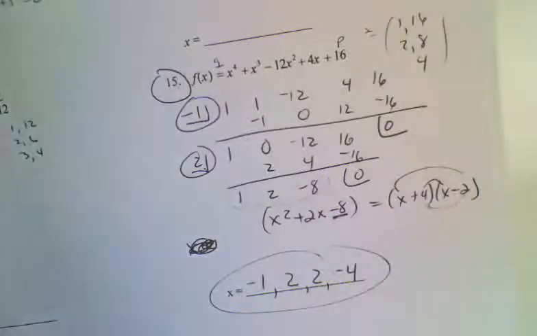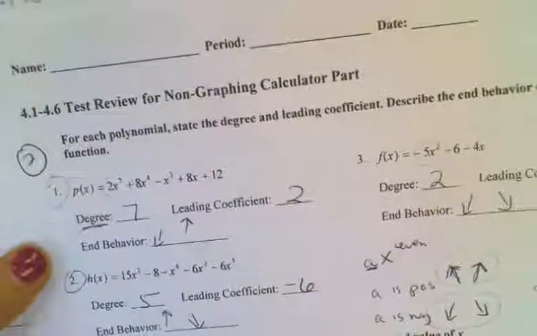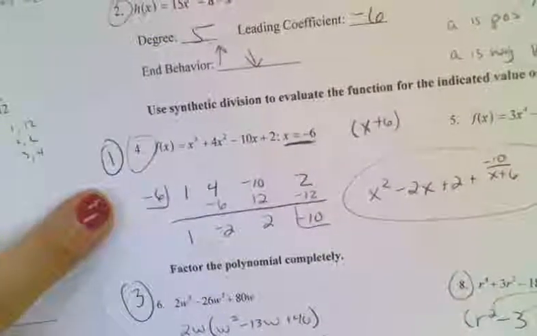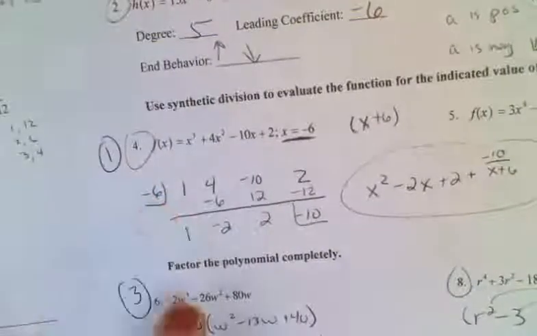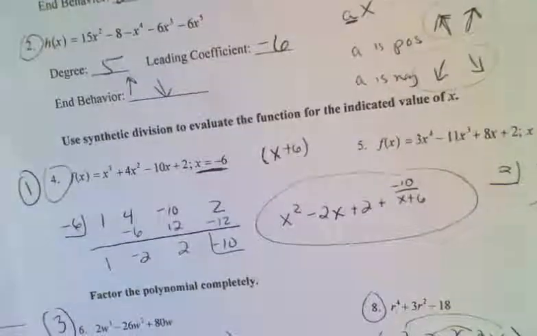Okay, so on the test there are 2 that you have to do on the leading coefficient, degree, and end behavior. There's 1 where you have to synthetically divide, just checking to make sure you can do it. Remember, this is the root, so you're dividing by that number. That's not the factor. The factor is x plus 6. The root is negative 6.